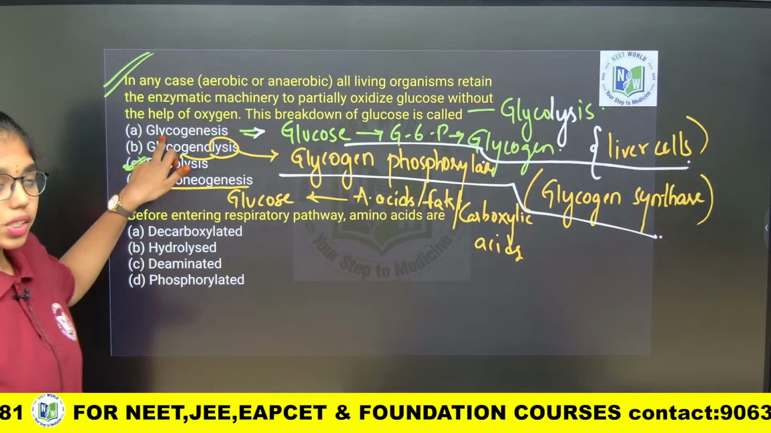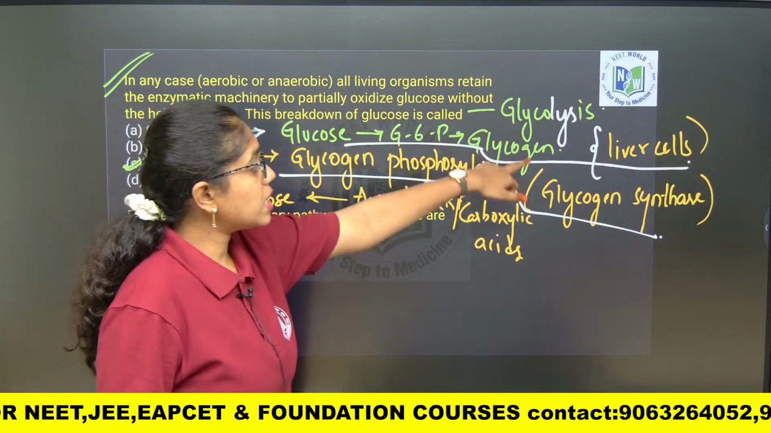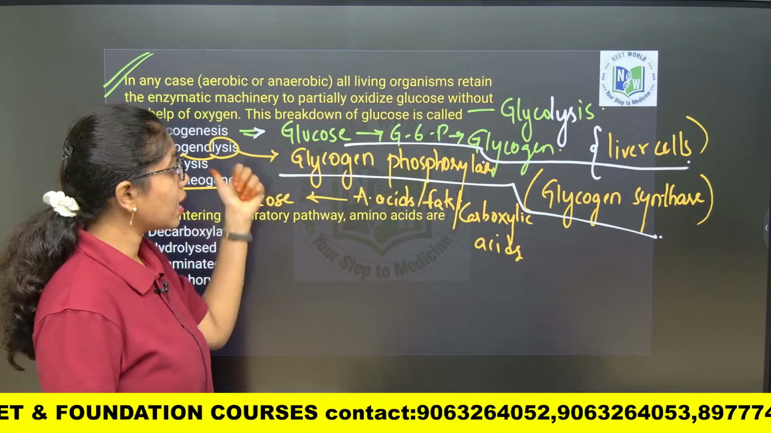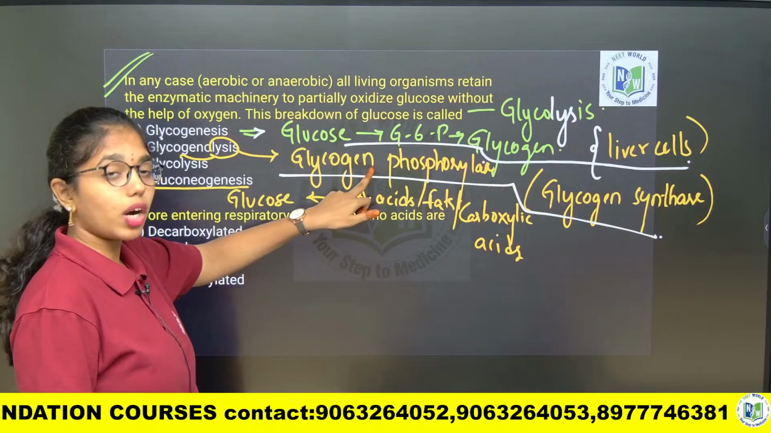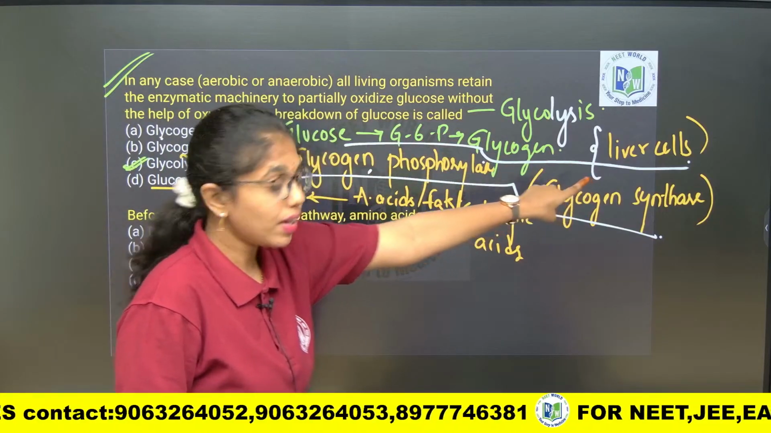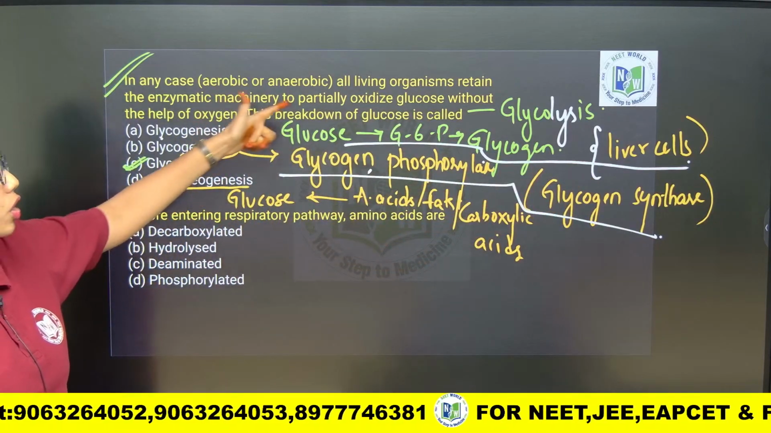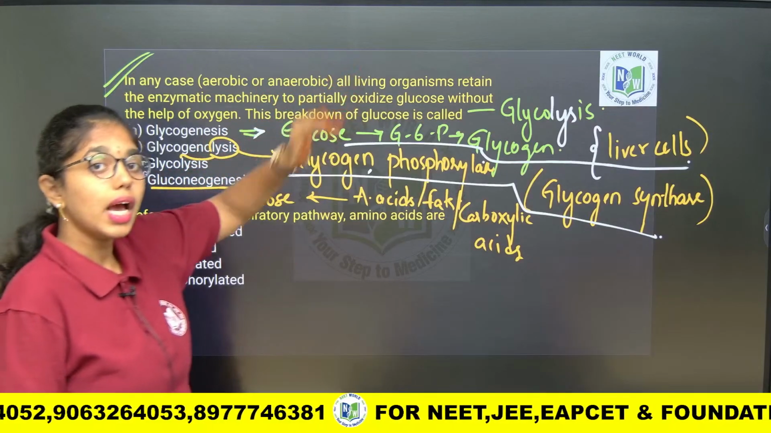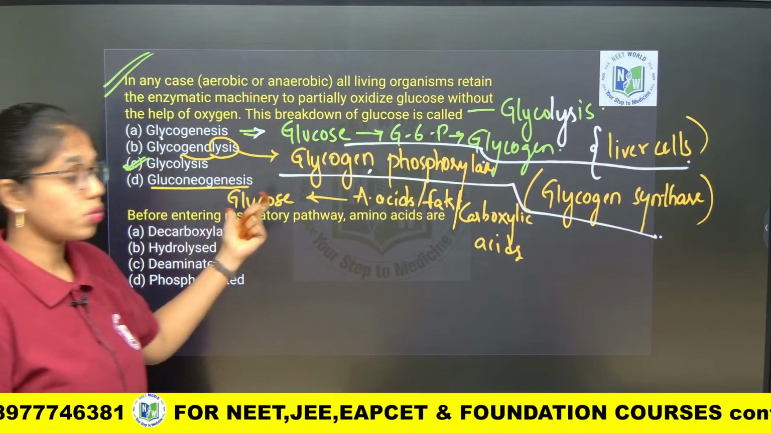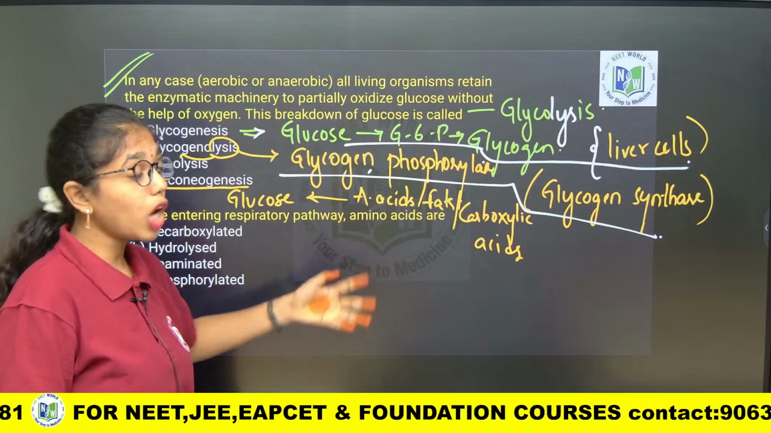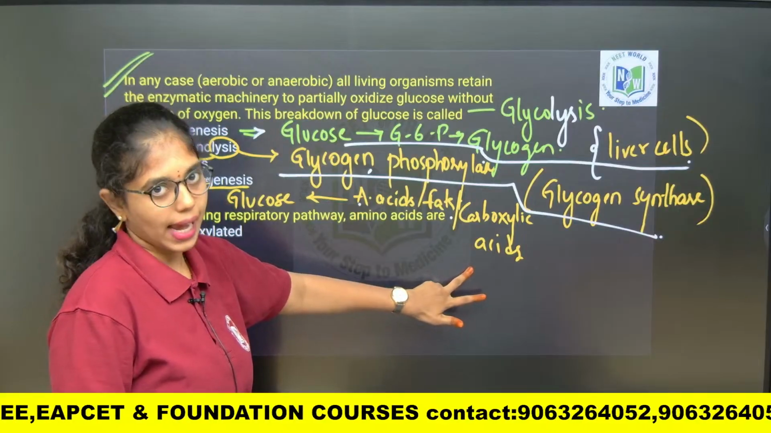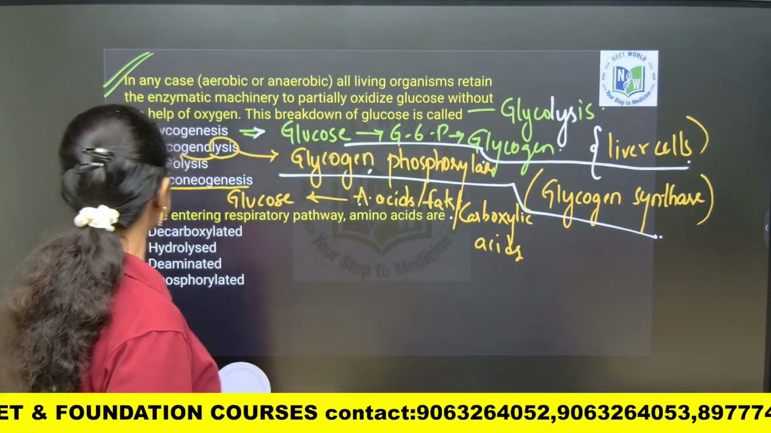What is glycogenesis? Formation of glycogen. This is by the enzyme what? Glycogen synthase. What is glycogenolysis? Glycogen lysis. That happens with what enzyme? Glycogen phosphorylase. Both of them are active in what cells? Liver cells. And glycolysis, we all know, is partial oxidation of glucose into two molecules of pyruvic acid. Lastly, gluconeogenesis, where synthesis of glucose from non-carbohydrate substrates like amino acids, fats and carboxylic acids. Clear, right? Next you see.